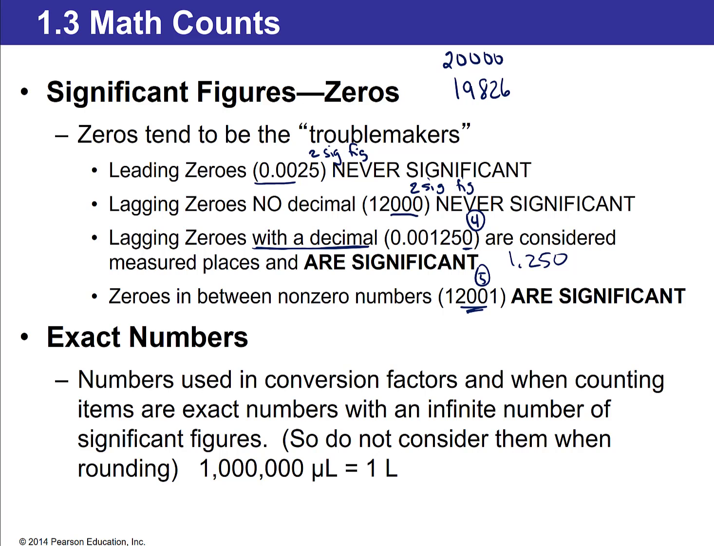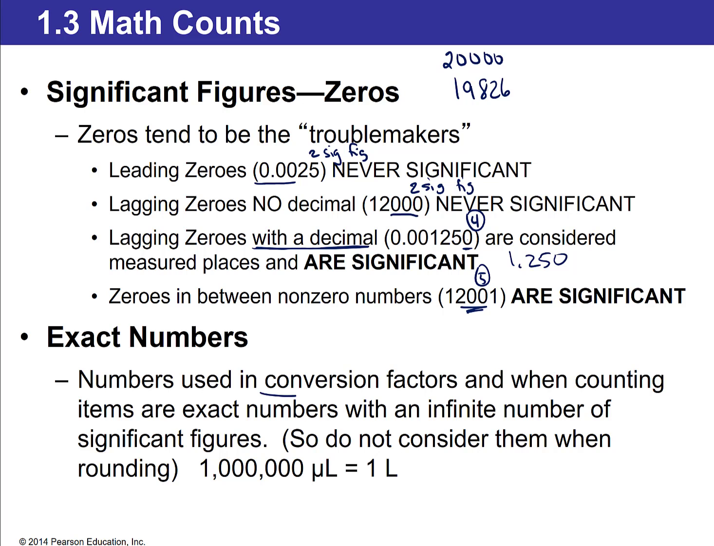If it was insignificant, I would just leave it off, and I would just say 1.25. But adding that extra 0 means that I actually measured to 3 decimal places, and it's considered a measured value. It's considered significant. Does that make sense?